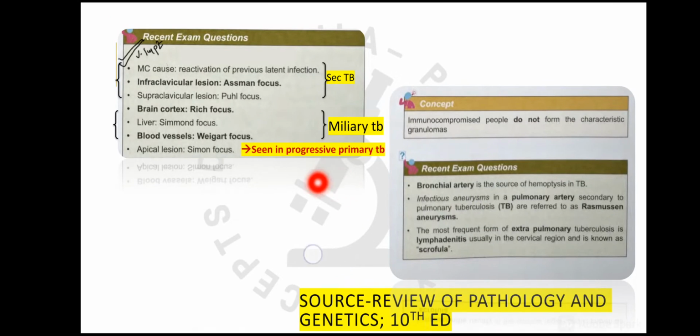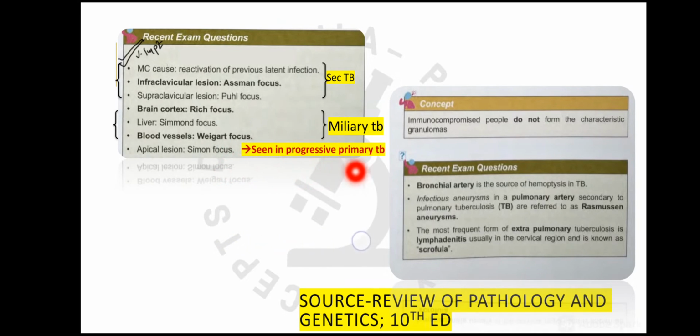This information I have taken from this book, and certain lesions you need to remember for the multiple choice questions. In secondary TB, the lesion is apical, but in that also, if the lesion is infraclavicular, it is known as Assmann focus. If it is supraclavicular, it is known as Puhl focus. Then in miliary TB, you know that TB can go to any organ of the body. So if it reaches the brain cortex, it is known as Rich focus. In liver, Simon focus, and if in the blood vessels, it is Weigert focus.